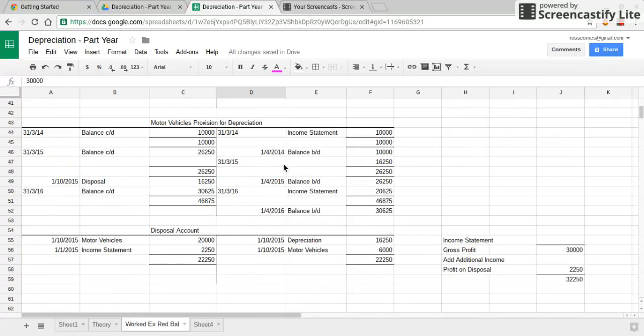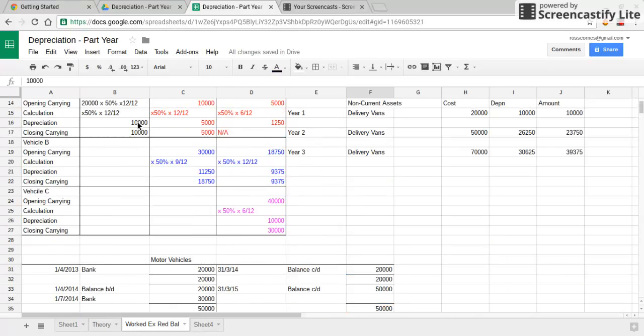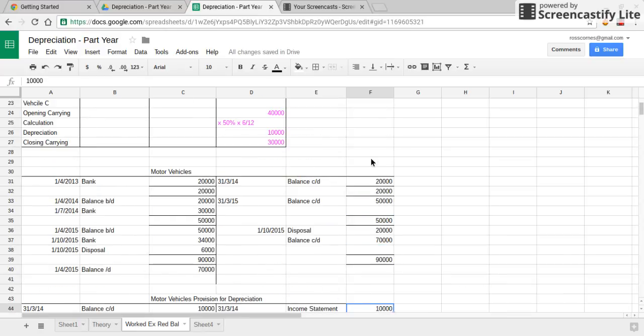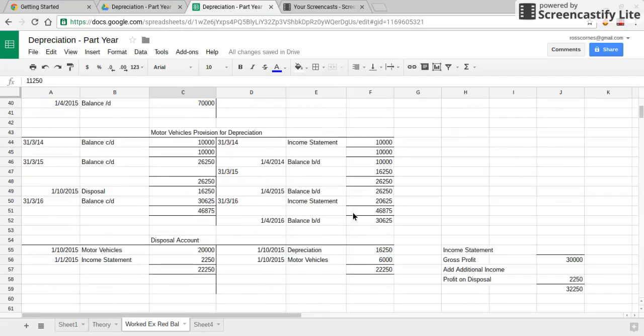Right, the depreciation account then is relatively simple because we've only got one vehicle in year 1. The depreciation is 10,000. Balance carried forward of 10,000, balance brought forward of 10,000. In year 2, we've got 5,000 depreciation for vehicle A and also 11,250 for vehicle B. So we've got $16,250 worth of depreciation added. So the total at the end of the year is 26,250.